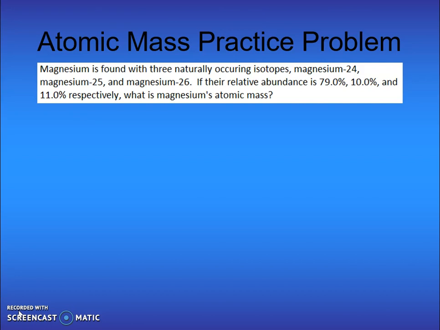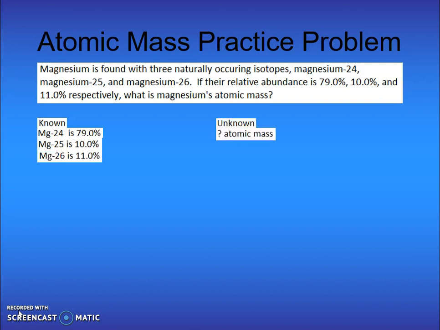So to solve our problems, I like to list out what we know and what we don't know. And again, we know that we find magnesium 24 at 79% in nature. We find magnesium 25 at 10%, and we find magnesium 26 at 11%. And we're trying to figure out the atomic mass. And again, to get the atomic mass, you take the mass of that isotope times its relative abundance as a decimal, and then add up all those products. So first we'll take magnesium 24. Again, we find it at 79%. So 79% as a decimal is 0.79. So 24 times 0.79, and we get 18.96.